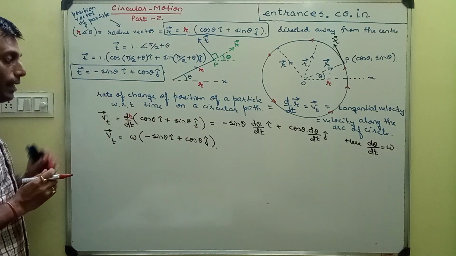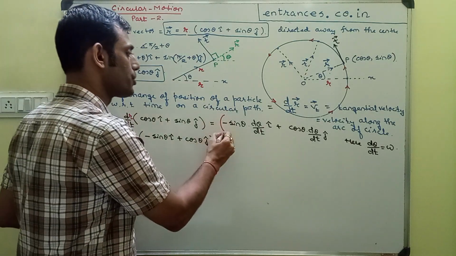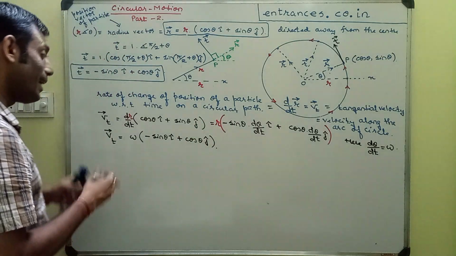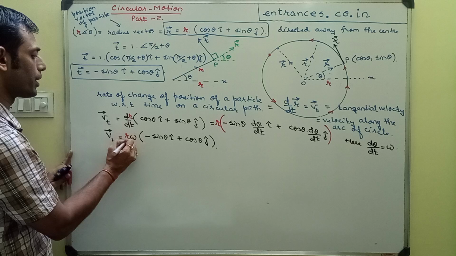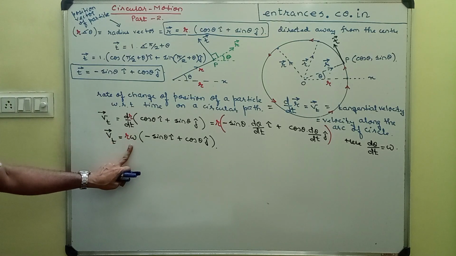Let's say like this. Then what? This r, being a constant, can come out of the calculation, and therefore this will have an r as a multiplier, and this particular r will stay outside. And now you observe the magnitude of this is equal to r omega.